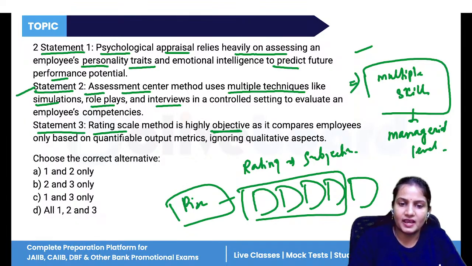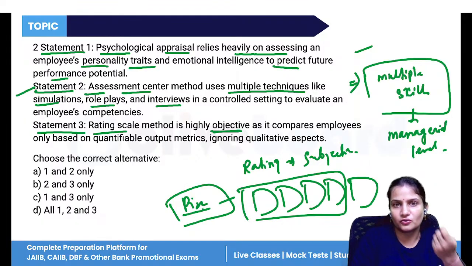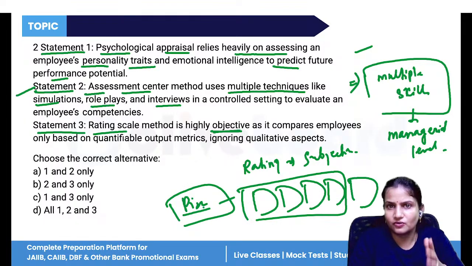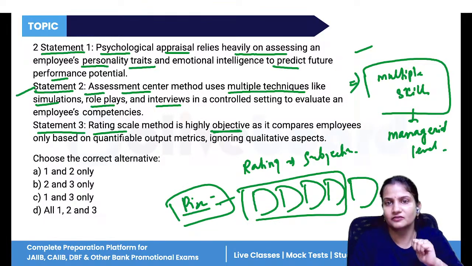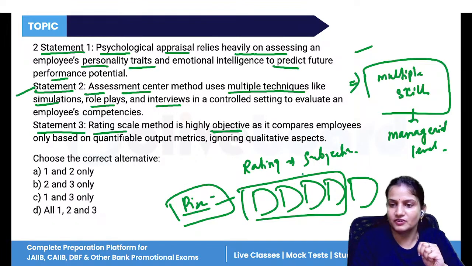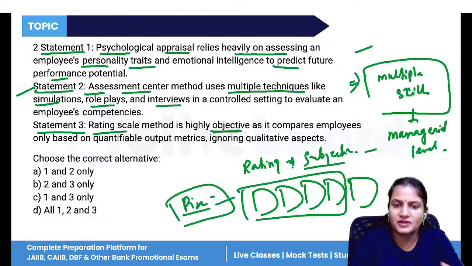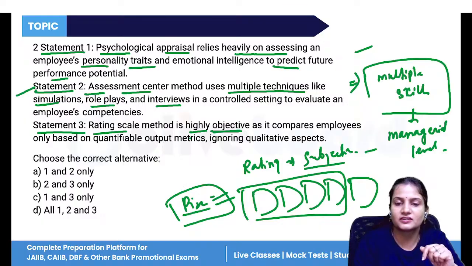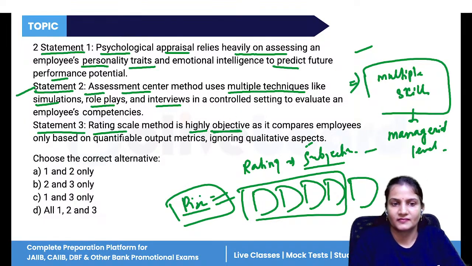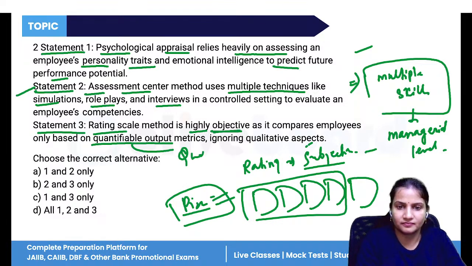Now tell me, if the pizza was not good, or if the delivery boy was not talking very well, not very polite, what will you do? You will give the bad rating to that company if you personally don't like that company, or that delivery boy. So that is highly subjective. If you feel good, then you will give the good rating. If you have any kind of personal issues with that company, with that person, with that material, then you will give the negative rating. So it is not highly objective, it is highly subjective, as it compares employees on the basis of quantifiable output. Quantifiable, not qualitative.